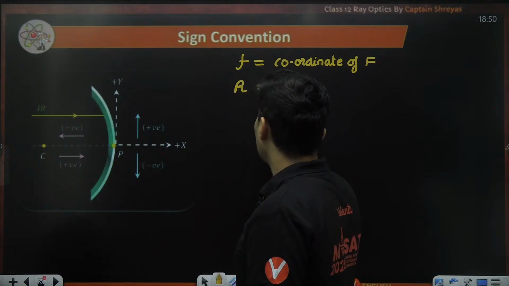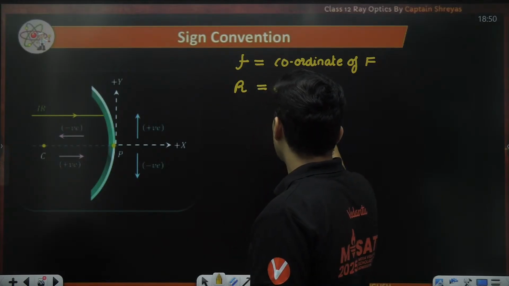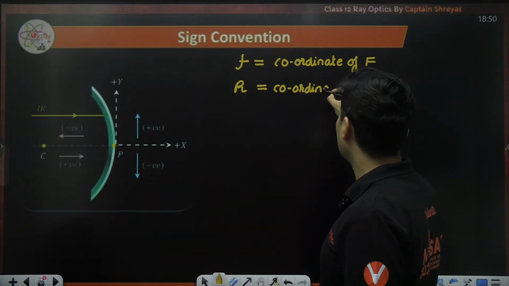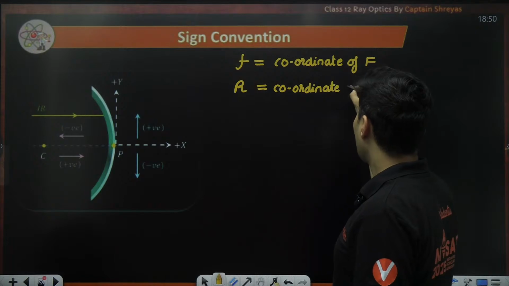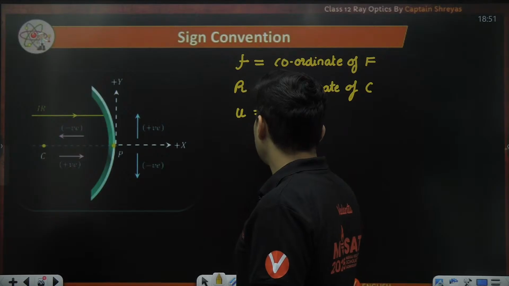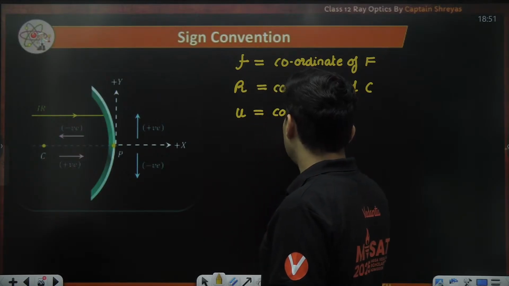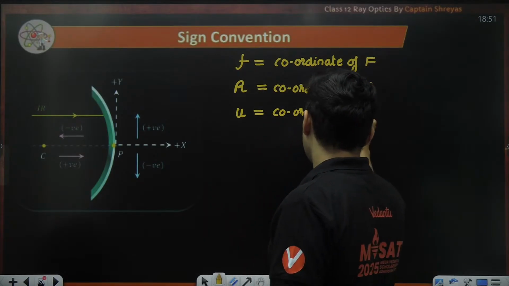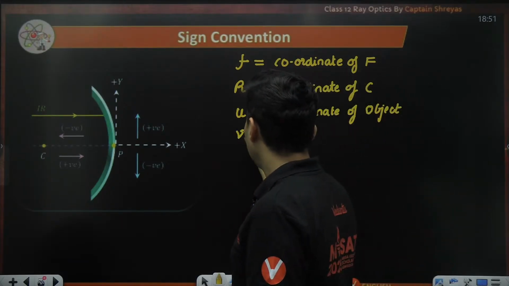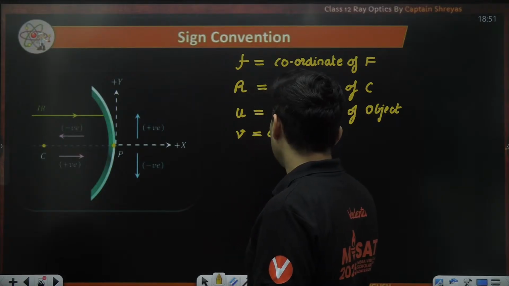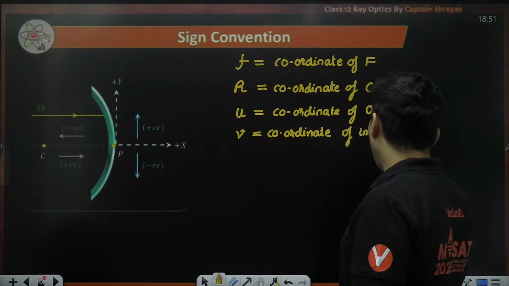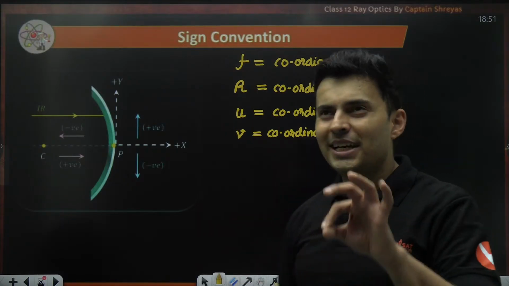R, which is radius of curvature, is actually the coordinate, like you have coordinates, right? 2, 0, 5, 1, like that. Coordinate, but here we only take the x-axis coordinate of the center of curvature. U is basically the coordinate of the object, and V is actually the coordinate of the image. I'll tell you why the confusion happens: it is because of object distance.